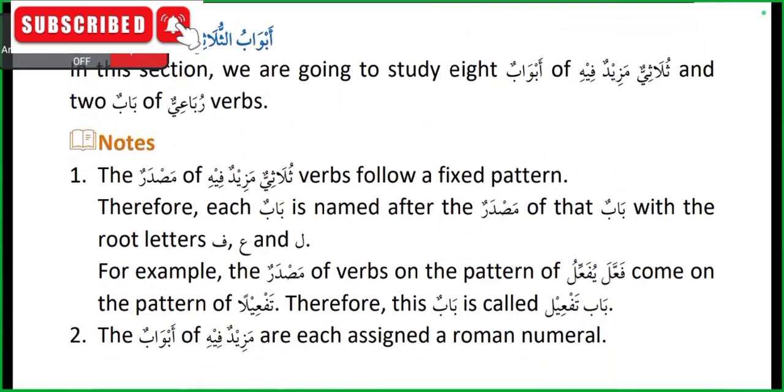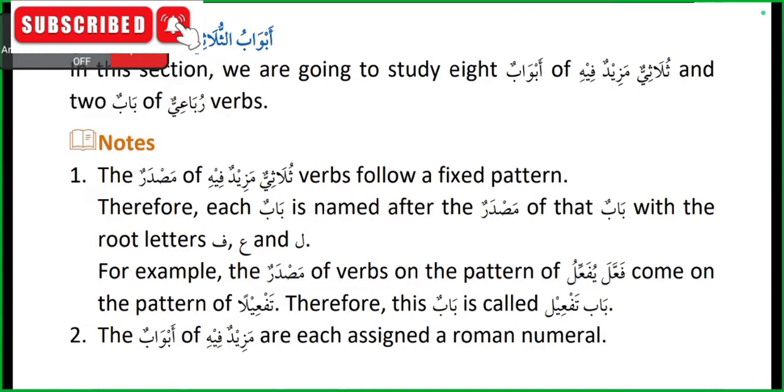So the masdar of the mazidun fi sulasi verbs follow a fixed pattern. If it is bab if'al, all the masadar will be on the wazn of if'al, on the pattern of if'al. If it is bab taf'il, then all the masadar of bab taf'il will be on the scale of taf'il. For example, tanqidun is on the wazn taf'ilun. We'll study that in detail. Let's not go into the examples.